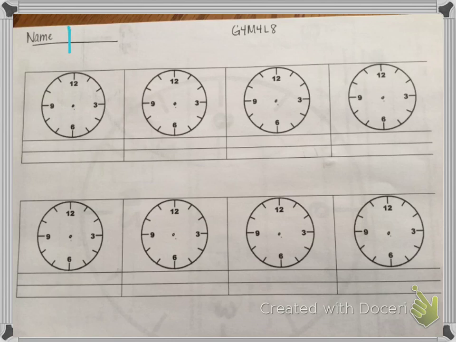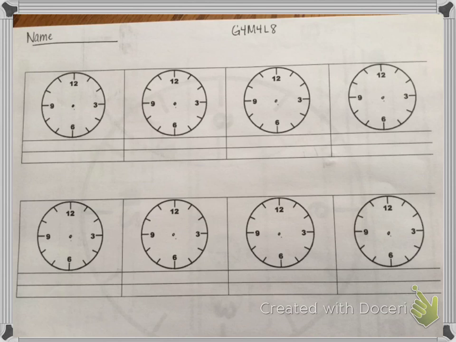Please make sure your name is on the name line, your name, not the word name. And you're looking at this set of 8 clocks. So, we're going to be drawing on these clocks. So I'm going to zoom in so that you can see each clock individually.